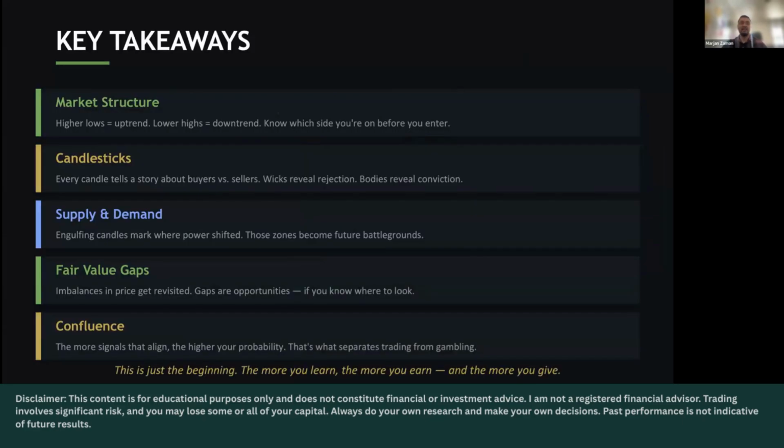Again, these are all the takeaways. Try to remember them. Try to research these online: market structure, candlesticks, supply and demand, fair value gaps, and confluence, to put them together in the higher time frame to make better decisions. And remember that this is just the beginning. It's very introductory, and the more you learn, the more you earn.